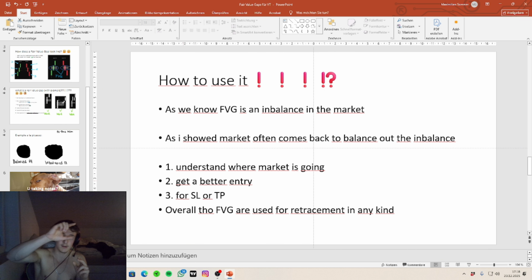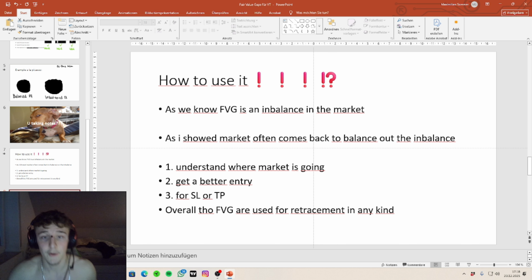What is the market doing? We buy back into this fair value gap. Now we bought back into this fair value gap, the market makers have enough orders to keep the trend going, to keep price going down. Continuation. Does it all make sense in your head now? And you can use them for stop loss and take profit to protect yourself in the worst case. So overall, fair value gaps are used for retracement in any kind.